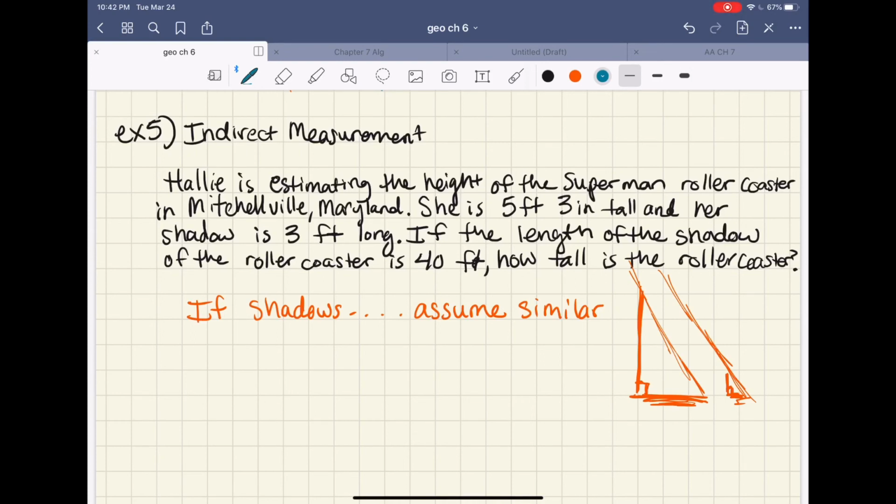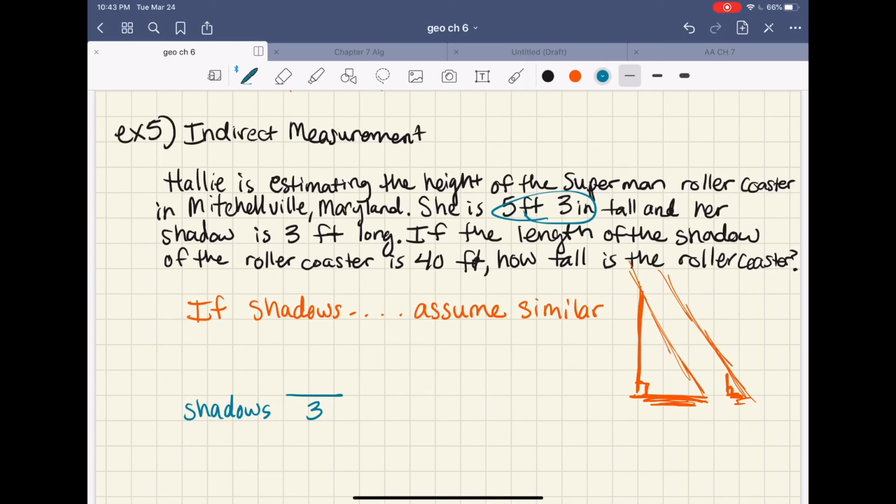So we're going to want to have the shadows on the bottom. So 3 feet, and she's 5 feet 3 inches tall. Now, this is an interesting one. Do we want to leave it just like that? And the answer is no, because I don't have an easy way of multiplying by 5 feet 3 inches.